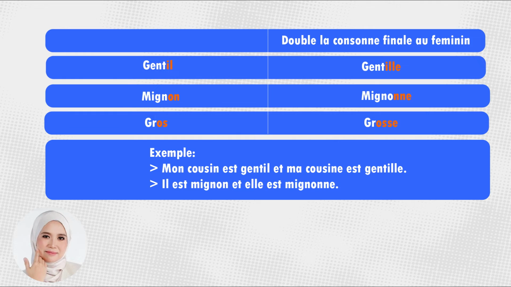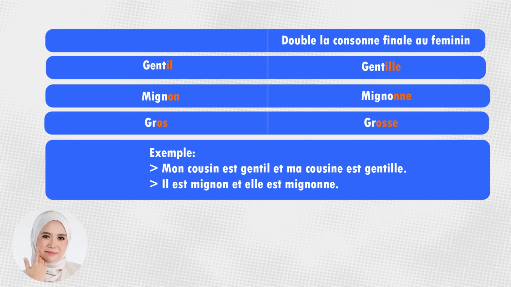Now, before that, for this variation, you have to make the consonant double. You have to write the consonant twice at the end for the feminine form and add the letter E. Now let's look at this. You have gentil here, kind for male, when describing a boy or a man, but when describing a woman or a lady, you use gentille.